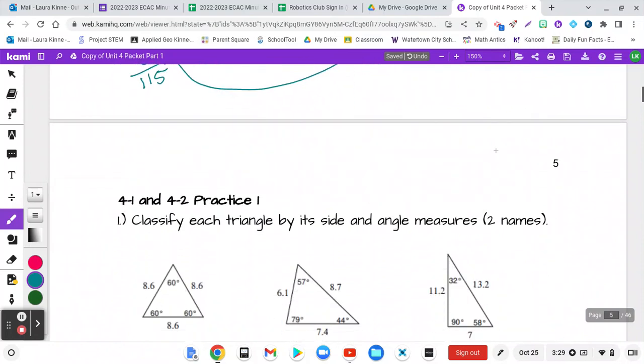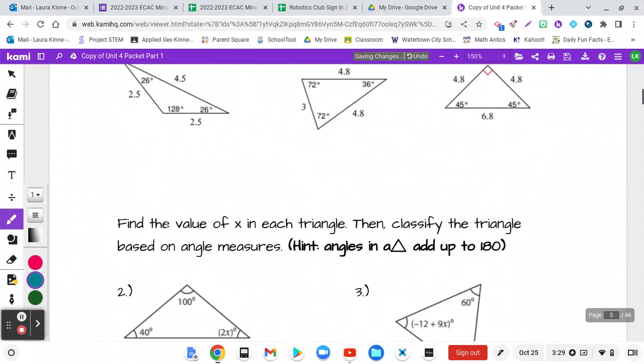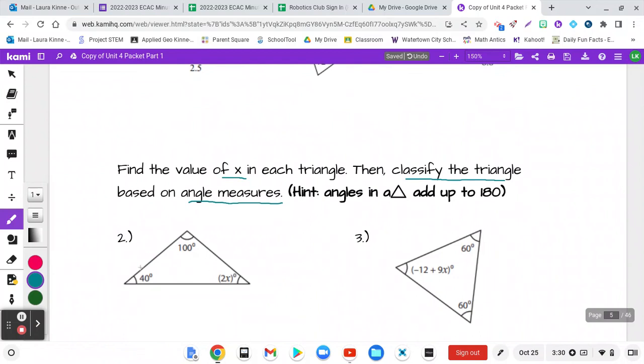For now, I want you to do the practice on pages 5 and 6. Classify each triangle by its side and angle measures, so you need at least 2 names for each of these. Find the value of x in each triangle, then classify the triangle based on angle measures, so either acute, obtuse, right. And when you set up the equations, remember the angles in a triangle add up to 180. So set those equal to 180.